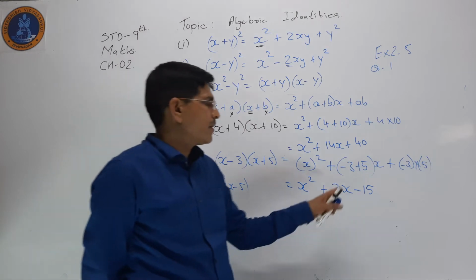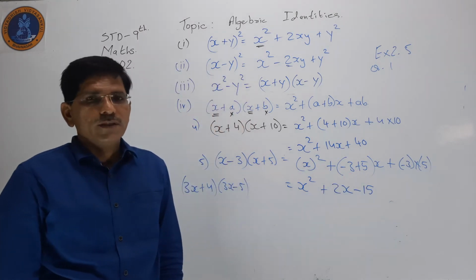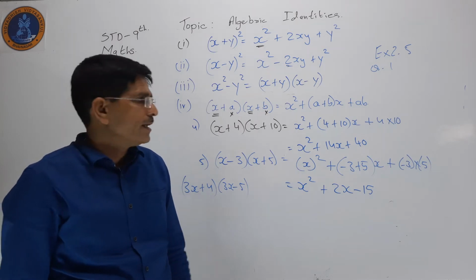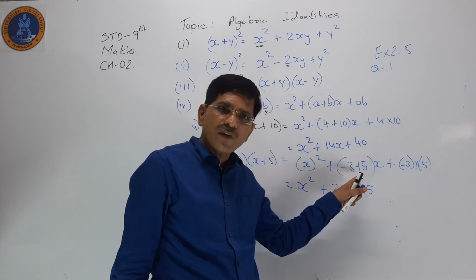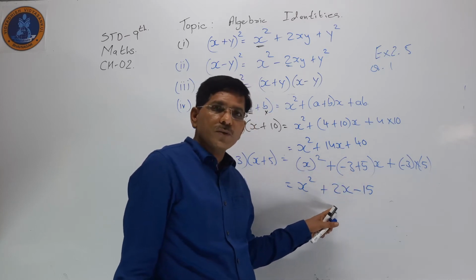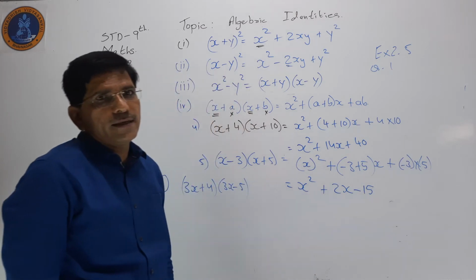Mostly students make mistakes in addition and subtraction. Here it is minus 3 plus 5, so we have to put plus 2x. Minus 3 into 5, so minus 15 is the answer.